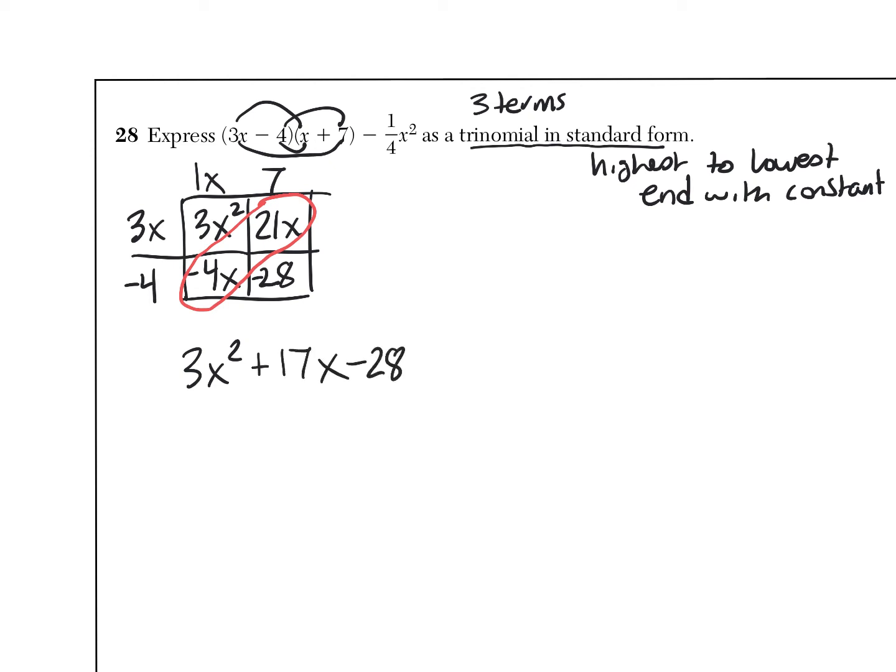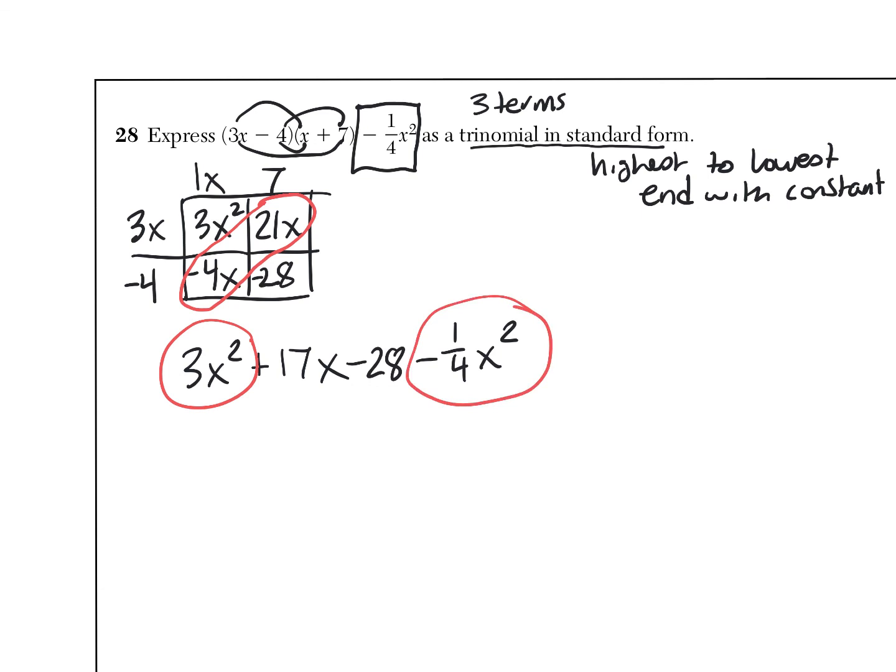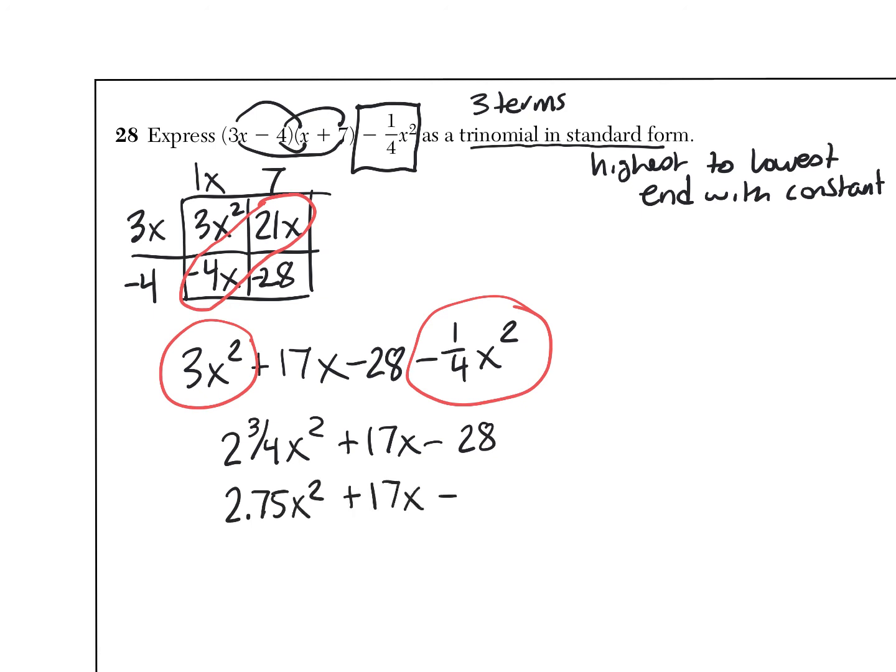And don't forget about this one, minus 1/4 x squared. So remember, you want it to be a trinomial, so you're going to combine like terms. So 3x squared minus 1/4 x squared gives you 2 3/4 x squared plus 17x minus 28. It would be perfectly okay to write this as 2.75 x squared plus 17x minus 28.